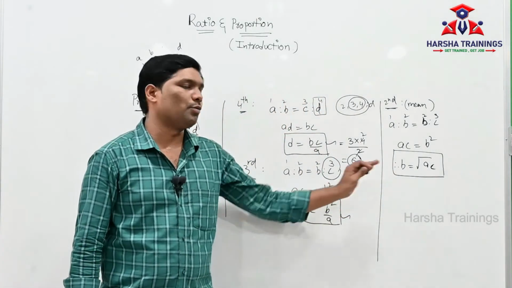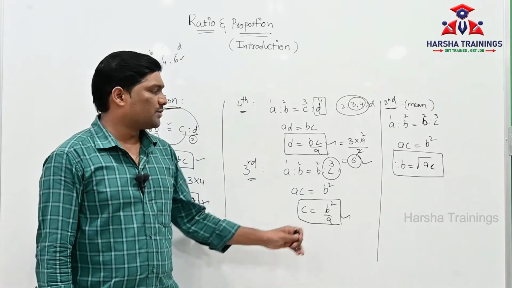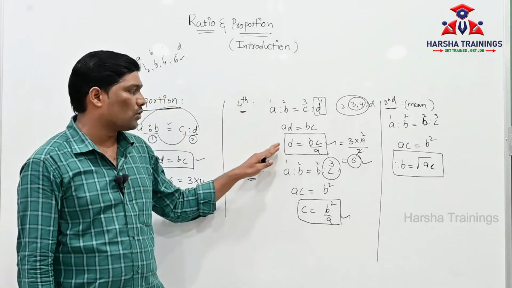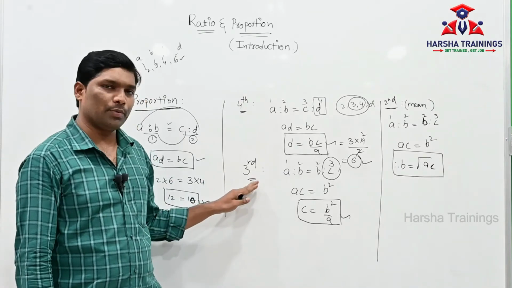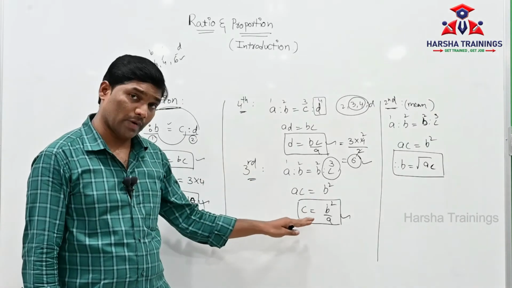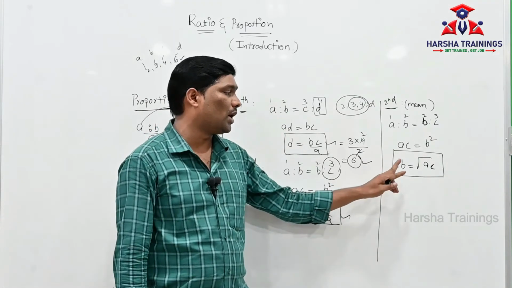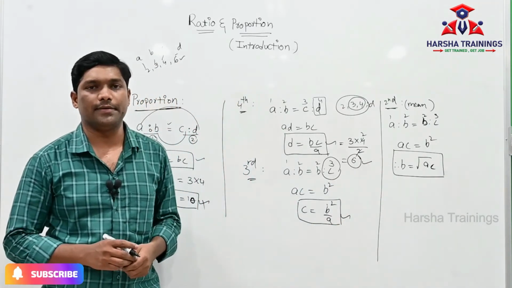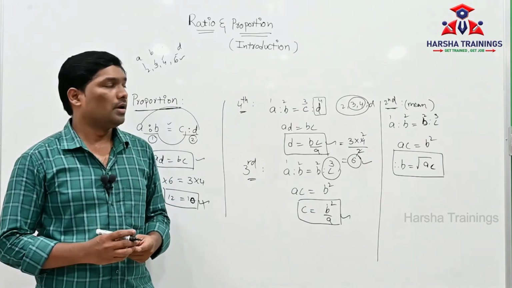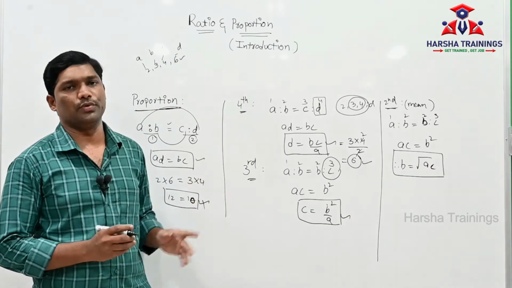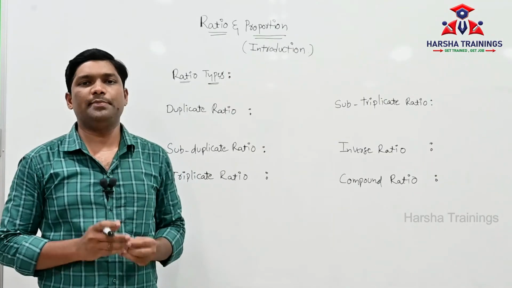Just remember this point, guys. So just remember these three formulas. Fourth proportion formula, D is equal to BC by A, and third proportion formula, C is equal to B square by A, and second proportion or mean proportion formula is B is equal to root of AC. Okay, so is it clear, guys, all of you, what is the meaning of ratio and what is the meaning of proportion? So coming to the next point, types of ratios.